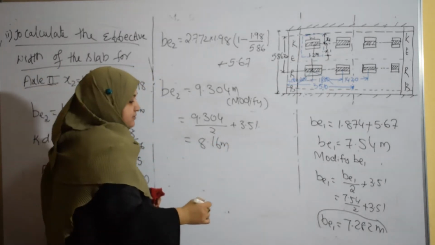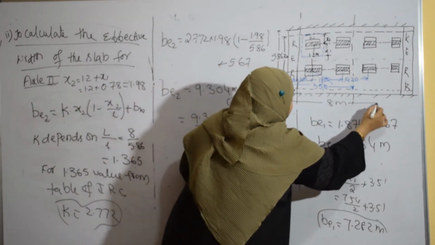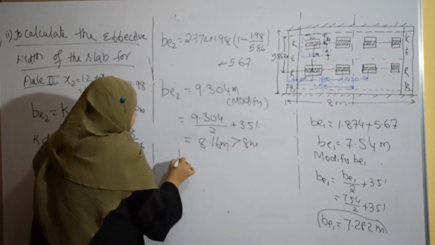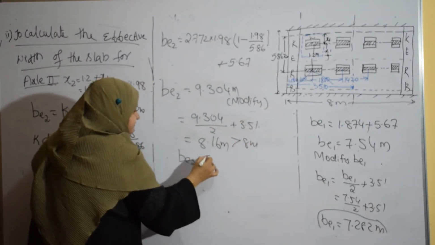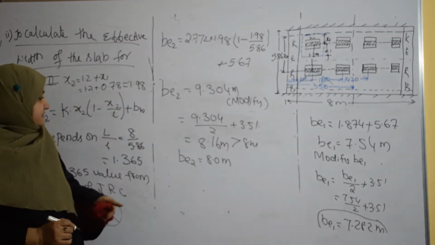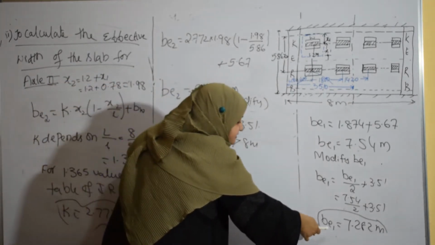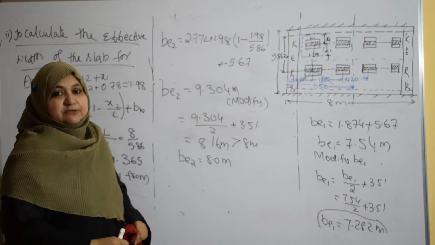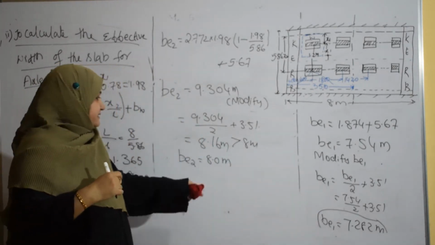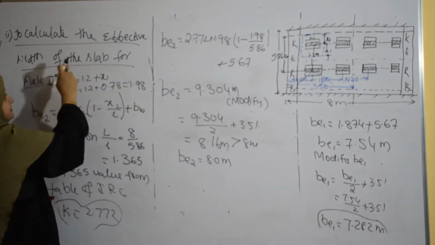Again, this is more than 8 meters, because you know the total carriageway width we have taken, including the curb, was 8 meters. So the effective width cannot be more than the total carriageway. So I am restricting it to 8 meters. Here it was not exceeding, so we have taken the effective width of dispersion for the first axial as 7.282 meters, and for the second one it is 8 meters. So we got the effective width of the slab.